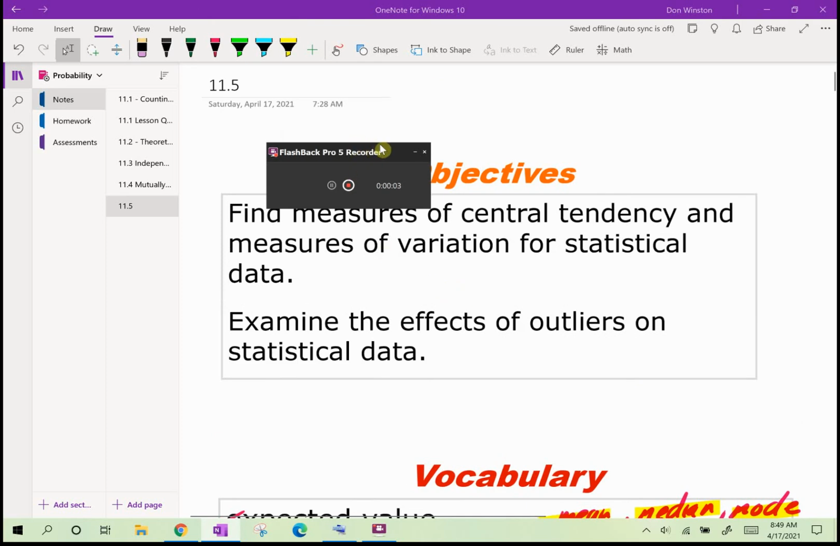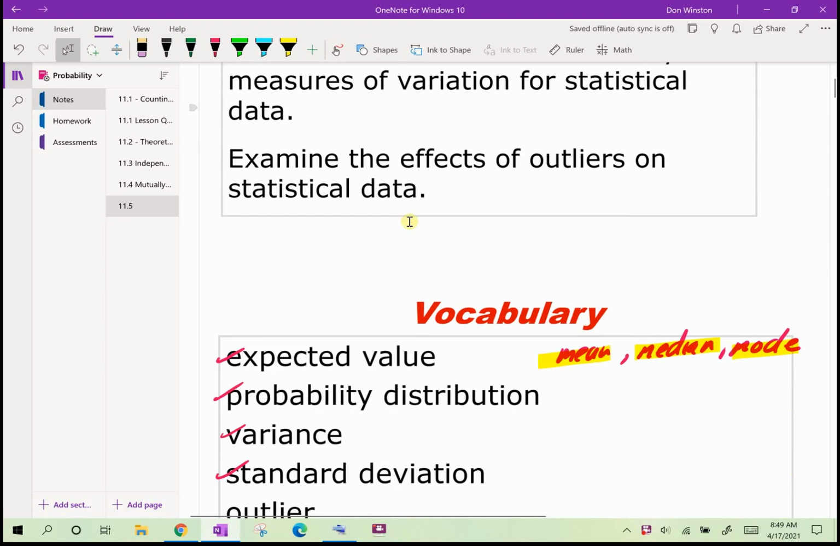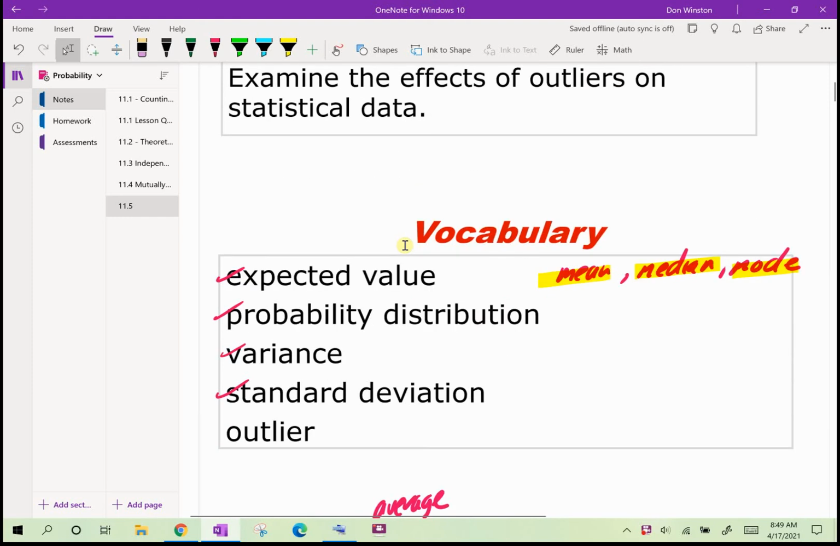Today we'll begin section 11.5, measures of central tendency and variation. A lot of the stuff you have seen before, so a lot of it will be quite easy. And then tomorrow we'll look at outliers. Vocab terms: expected value, probability distribution, variance, and standard deviation. Those are going to be new terms to you, something you haven't seen before.